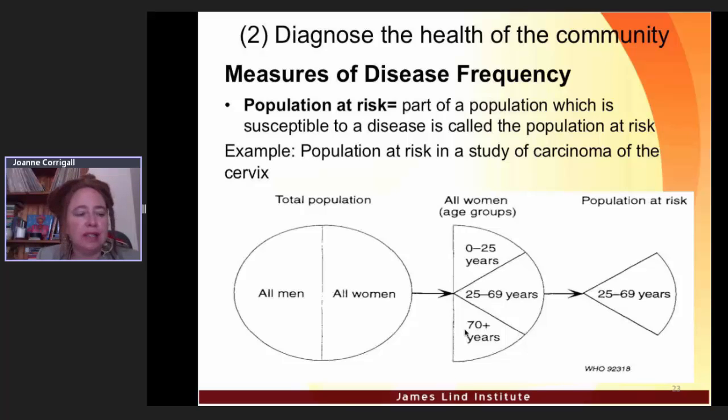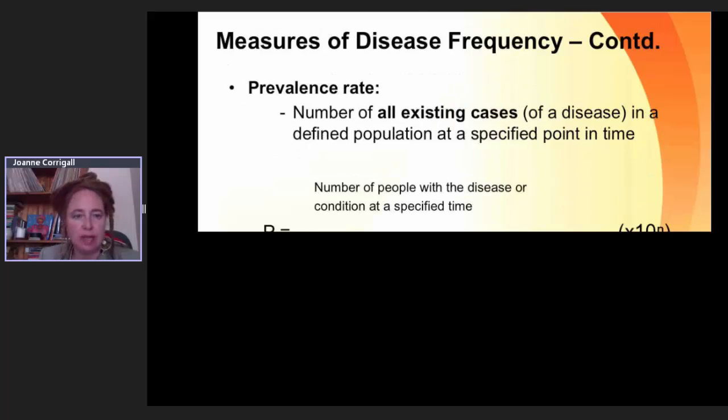Then prevalence. Prevalence is one of the commonest measures of disease frequency in epidemiology, and this refers to the number of all existing cases of a disease in a defined population at a specified point in time. So how do we calculate this? Well, the numerator is the number of people with the disease at that specific point in time. Normally you would specify, so it might be the number of people with HIV in South Africa in 2015, for example, and then one divides that over the number of people in the population at risk.